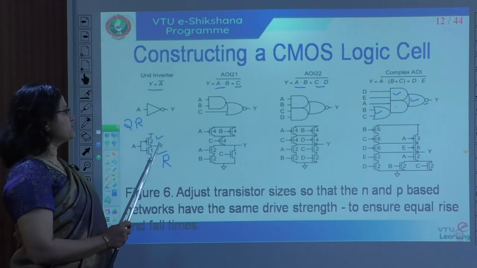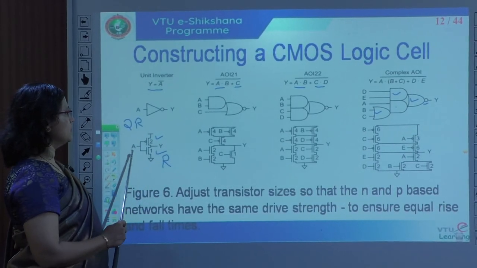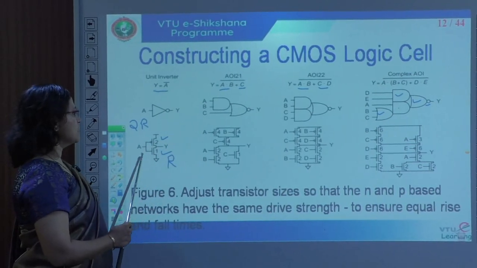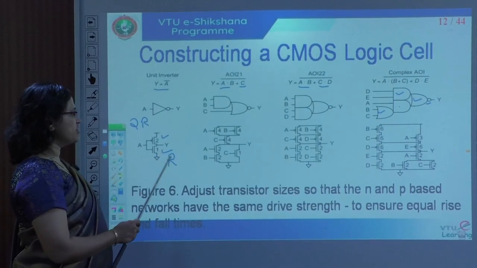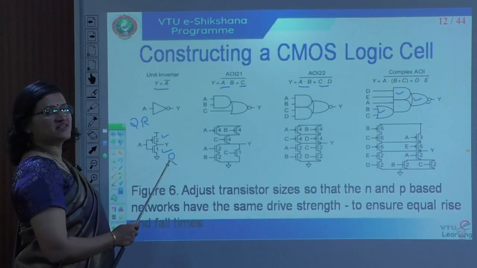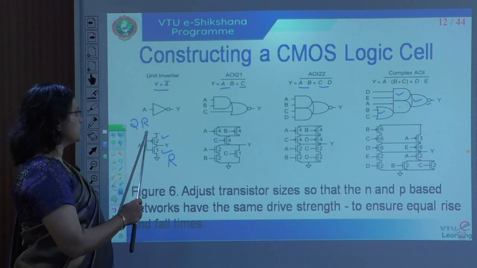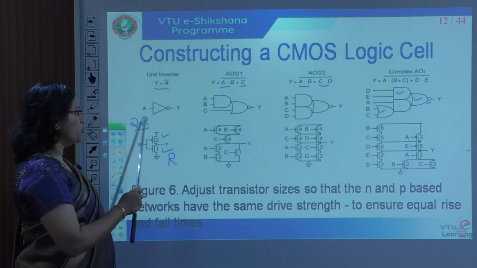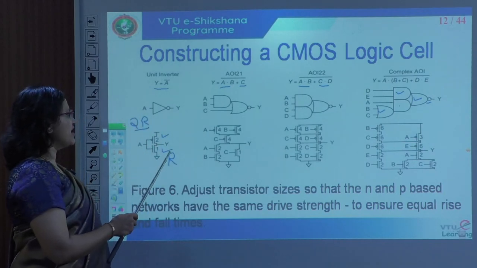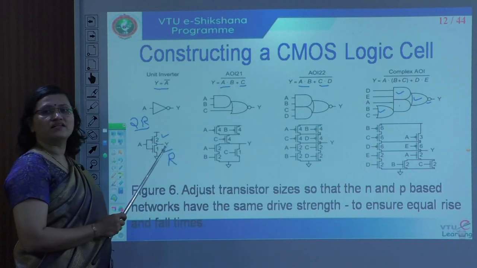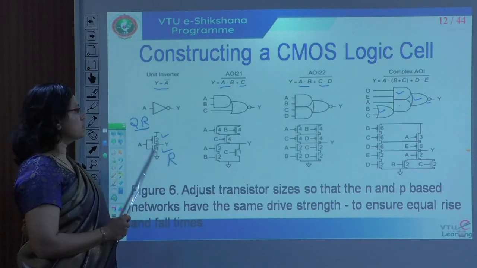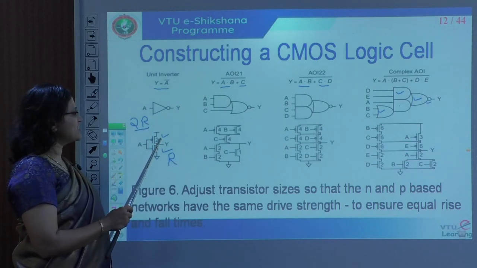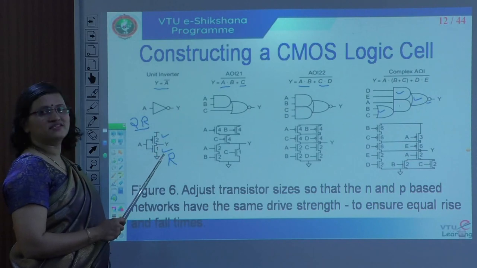So in the last class we discussed how we got the PMOS width as 2 and the NMOS width as 1. The NMOS width is 1 to achieve the unit resistance R, but PMOS has twice the resistance, that is 2R, due to mobility. So in order to achieve an effective resistance of R, we double the width of the PMOS transistor so that we get equal rise and fall time. So the PMOS width is taken as 2 and the NMOS width is taken as 1.